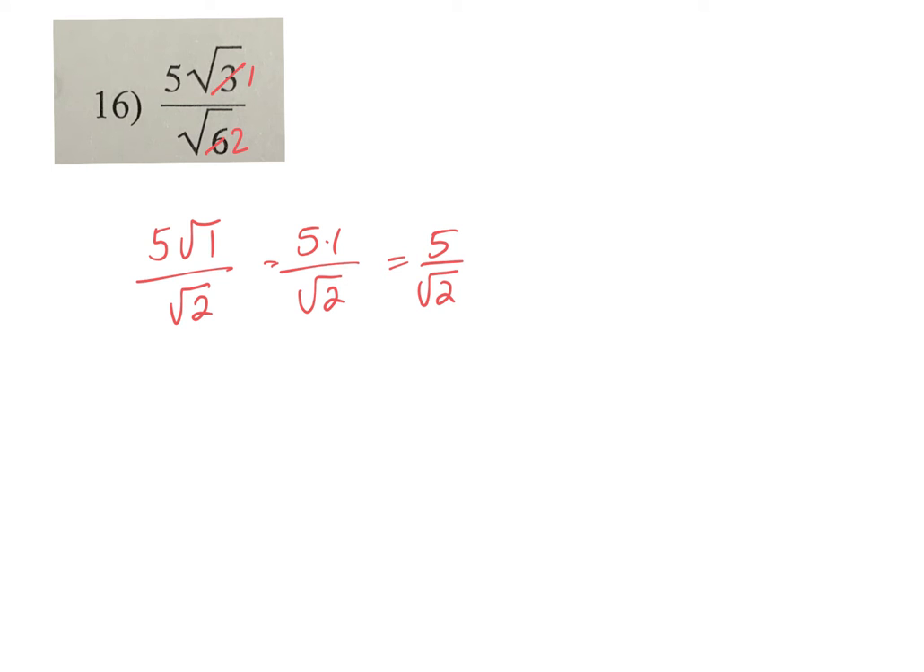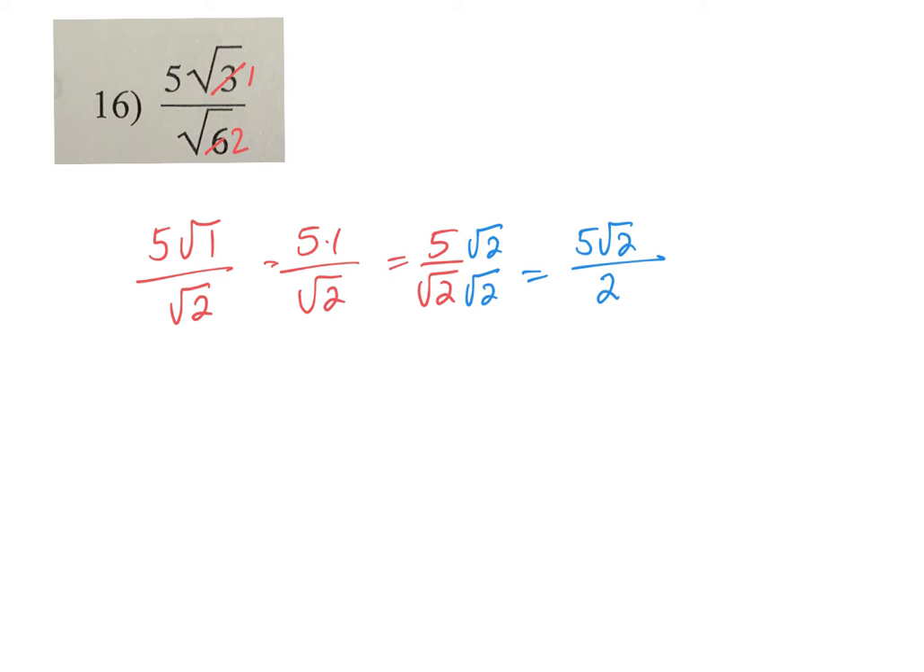Now, we don't want to leave a radical in the denominator, so I have to multiply the top and the bottom by that radical. All right, on the top, you simply have 5 times the square root of 2. On the bottom, when you multiply a radical by itself, or when you square it, what happens? It just becomes 2. The square root of 2 times the square root of 2 is the square root of 4, and the square root of 4 is just 2. So anytime you multiply a radical by itself, you get what is inside.